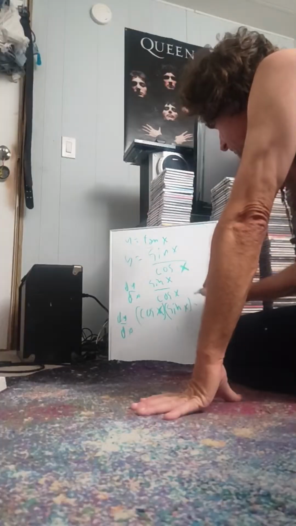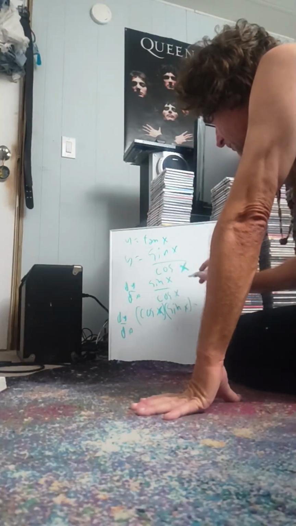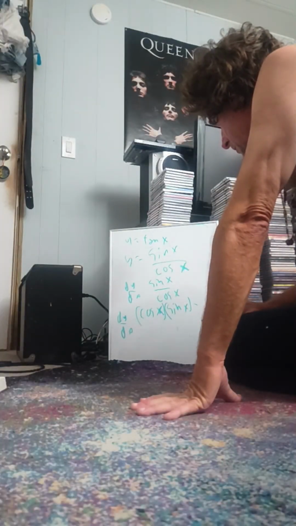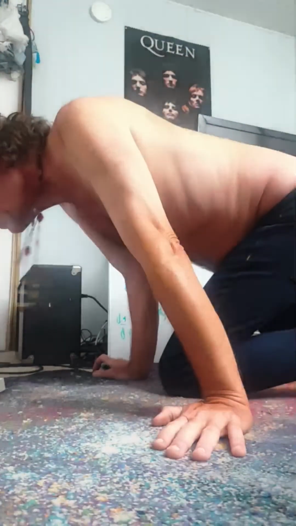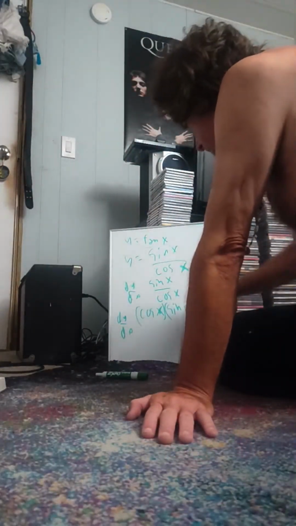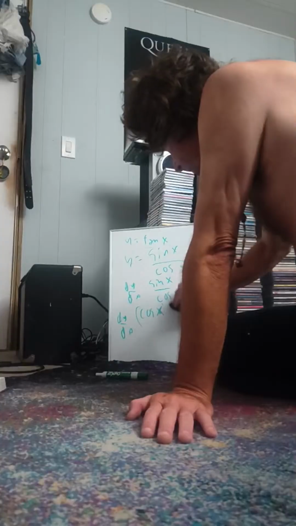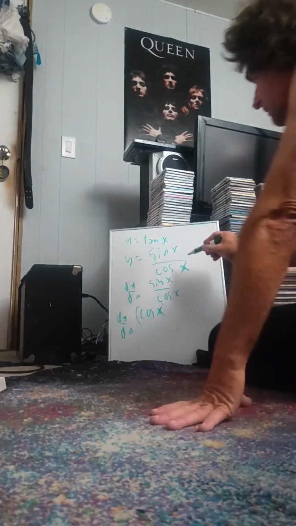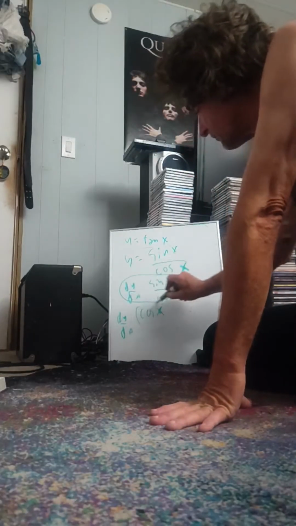Minus the inverse of that, which is sine x over... wait. I goofed here. Okay, the quotient rule. We're going to use the quotient rule to do the derivative of sine x over cosine x.